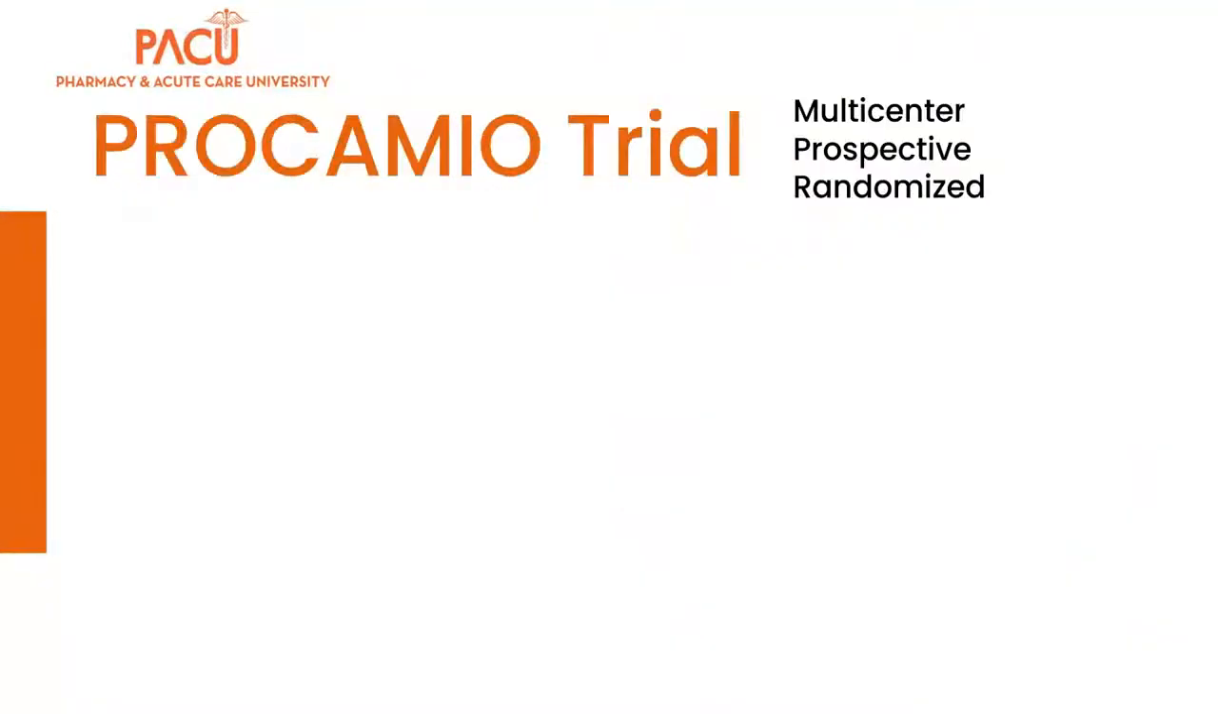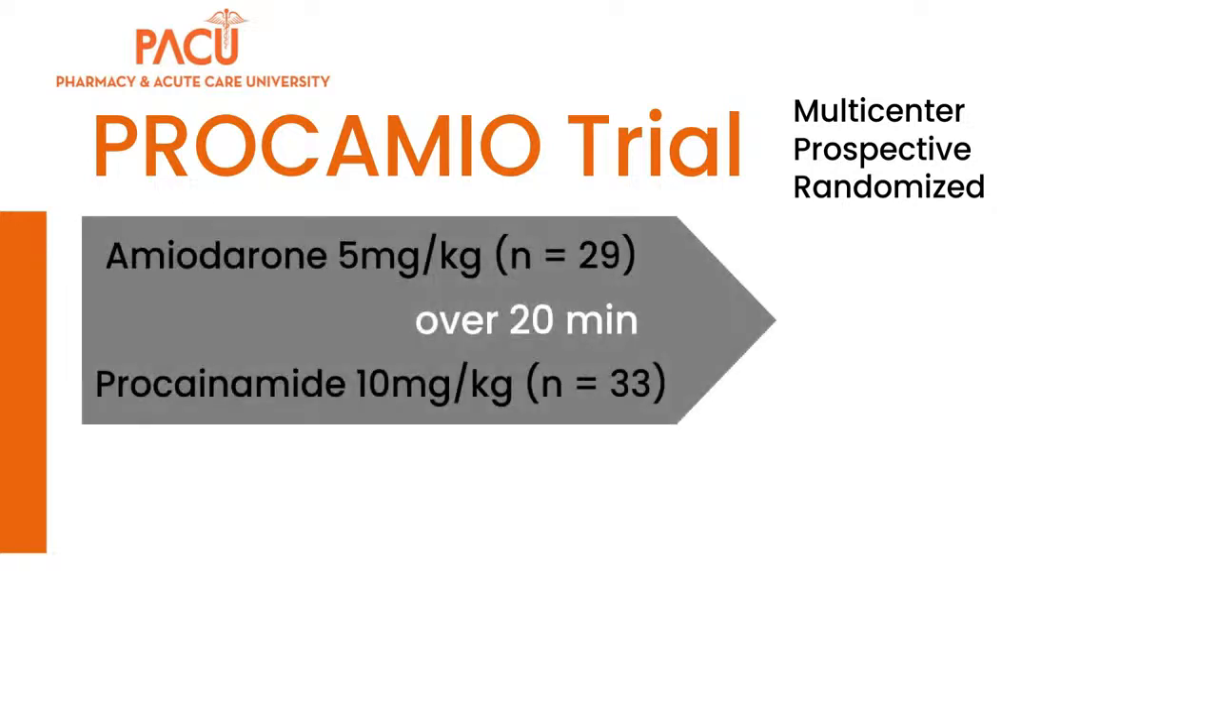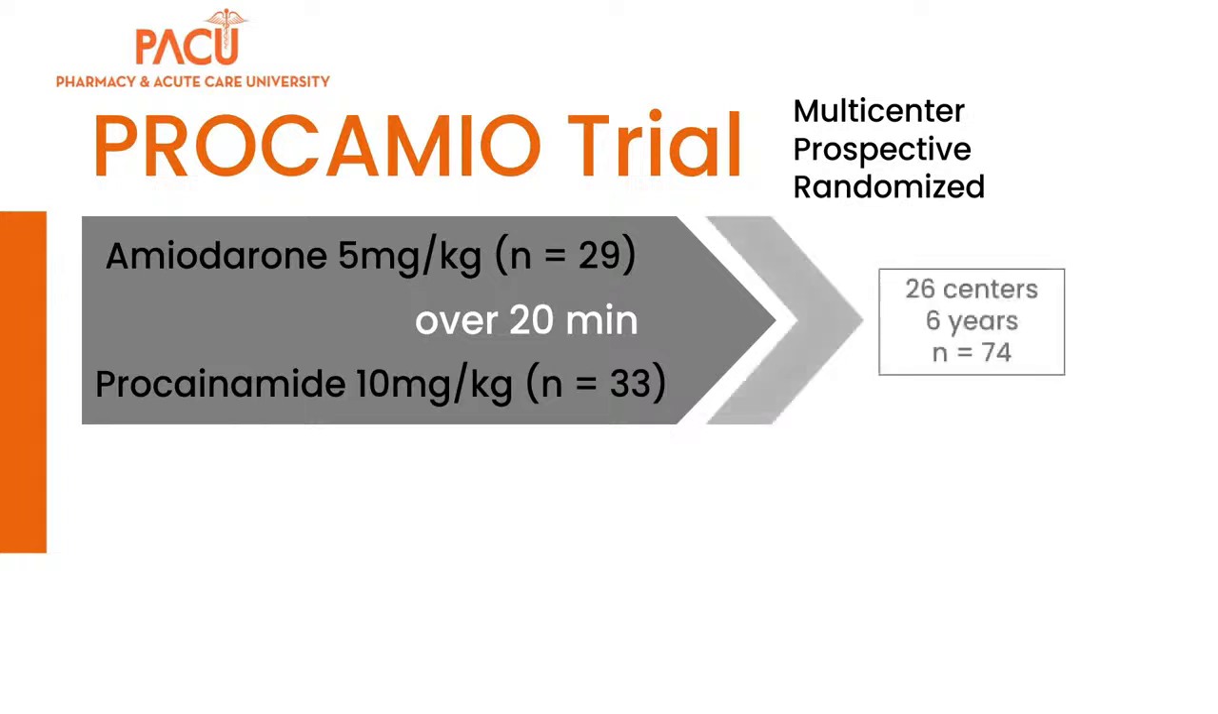So the PROCAMIO trial was a randomized controlled trial in 2017. It gets the most attention because it's one piece of contemporary data in a sea of very little literature on stable ventricular tachycardia. People get excited about this trial. People get sometimes a little too excited, I think. So they compared amiodarone 5 mg per kg over 20 minutes to procainamide 10 mg per kg over 20 minutes.